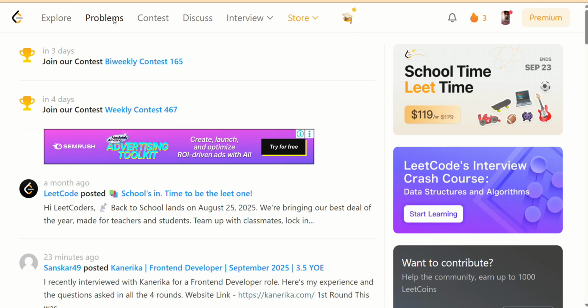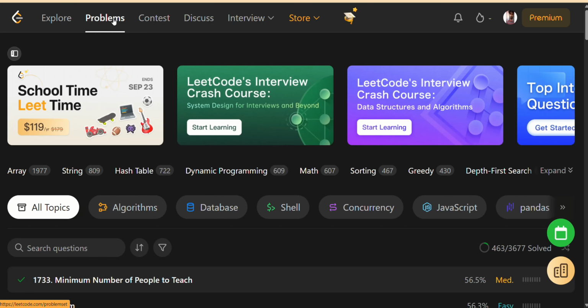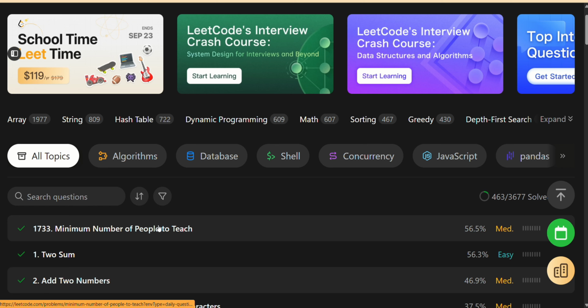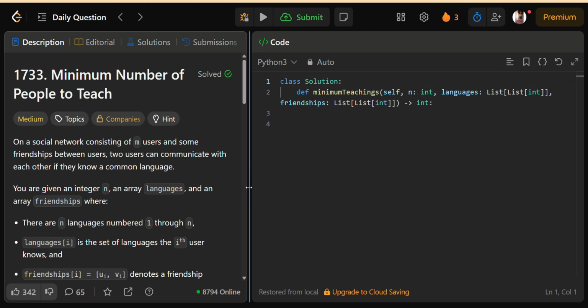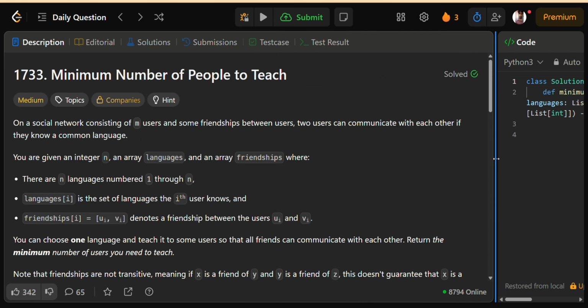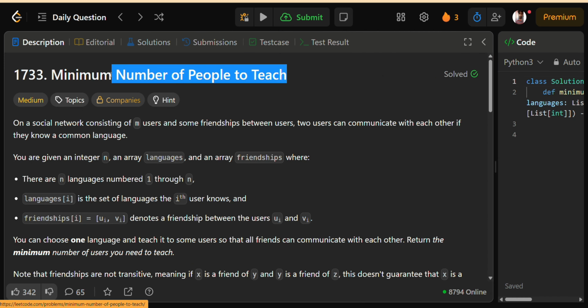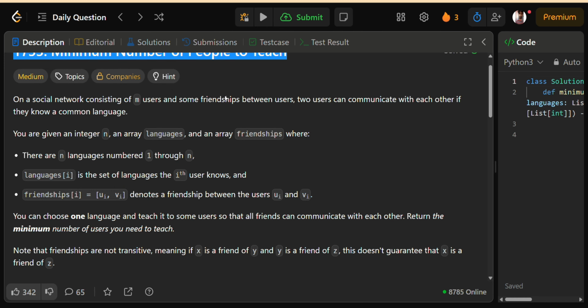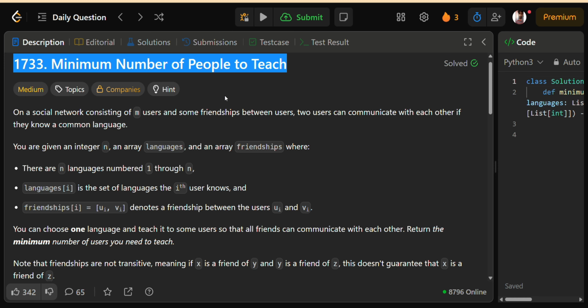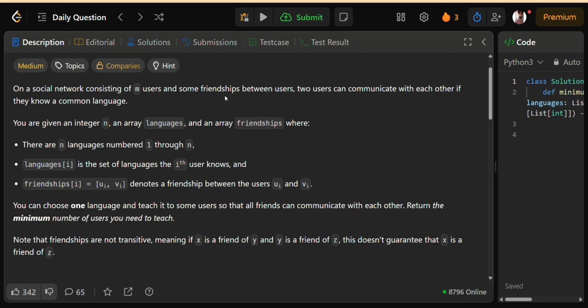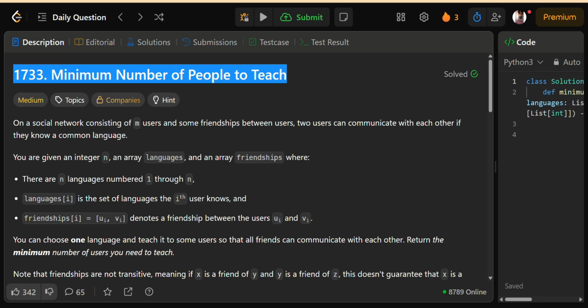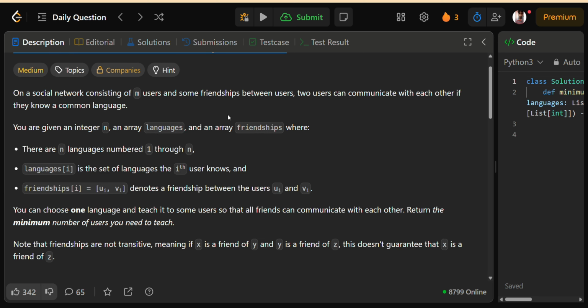In today's video, we're going to break down an interesting problem from LeetCode 1733, minimum number of people to teach. This problem is a great mix of graph reasoning and set operations, and it really pushes you to think carefully about optimizing what looks like a brute force solution at first glance. By the end of this video, you'll have a crystal clear understanding of how to solve it efficiently, and hopefully you'll pick up some insights that will help you in similar graph and greedy style problems.